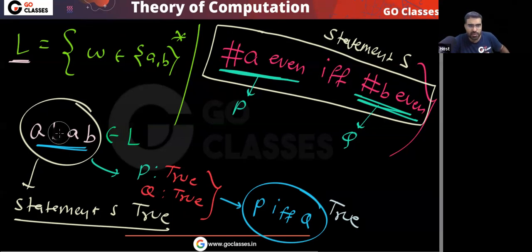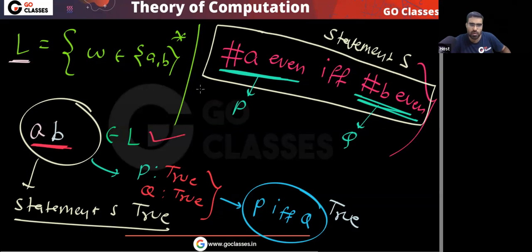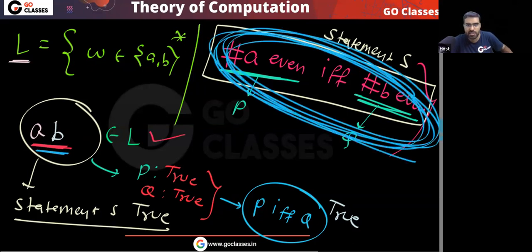For example, let me give you this string now, AB. Does this string AB belong to L? This also belongs to L. Tell me why? Because for this string also, statement S is true. This entire statement is true for this string also.